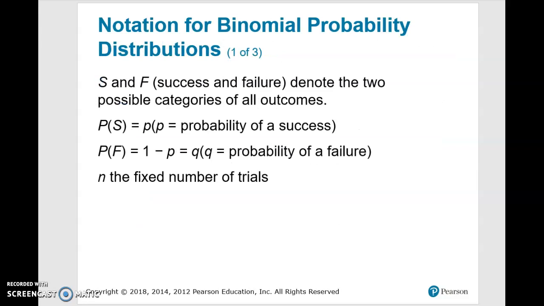So, like I said, we label success and failure S and F, and we denote the 2 possible categories of all outcomes. So here we have P of S is the probability P, and P of F is 1 minus P equals Q. So P and Q are complements because success and failure are complements. Therefore, their sum is 1. And remember, N in this case is the fixed number of trials.